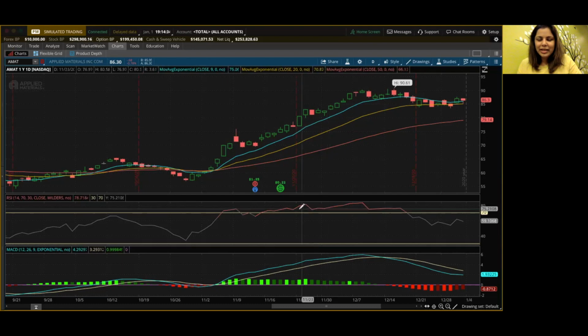Let's look at the RSI indicator. The RSI indicator has shown that the stock has been in the overbought category for a long period of time and it is now correcting itself in the neutral zone. So this means that the stock is not as expensive as before.